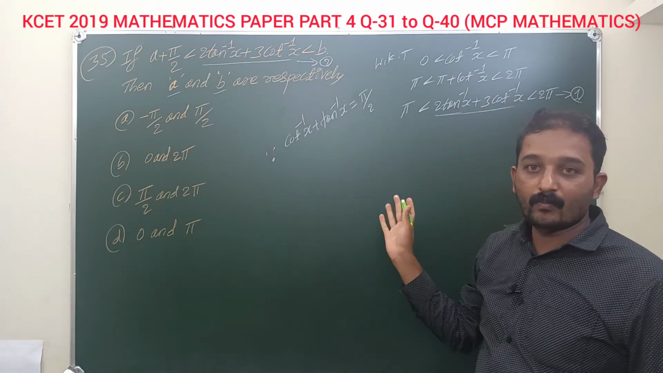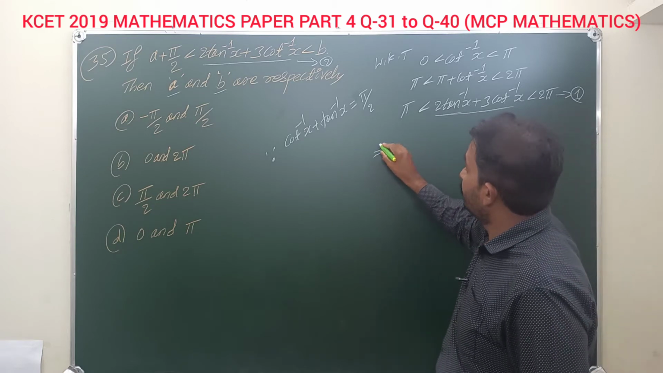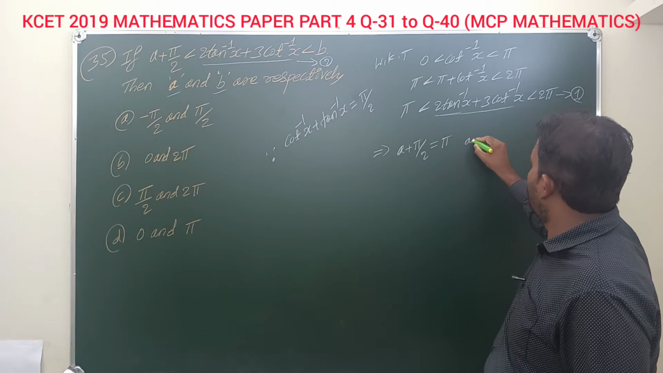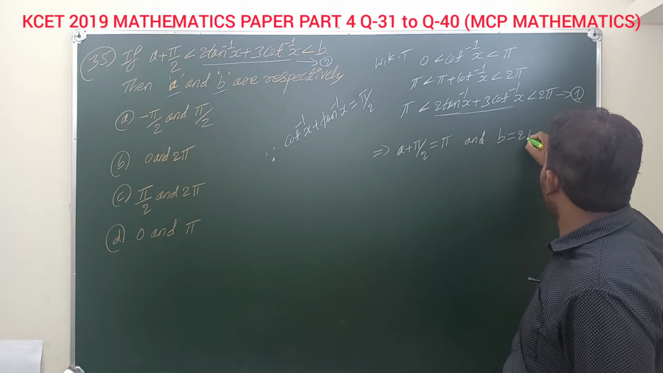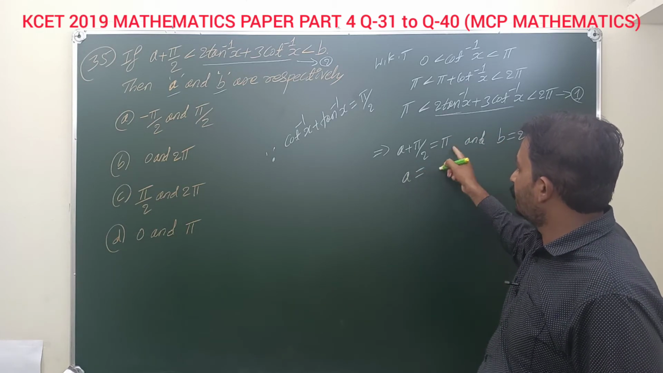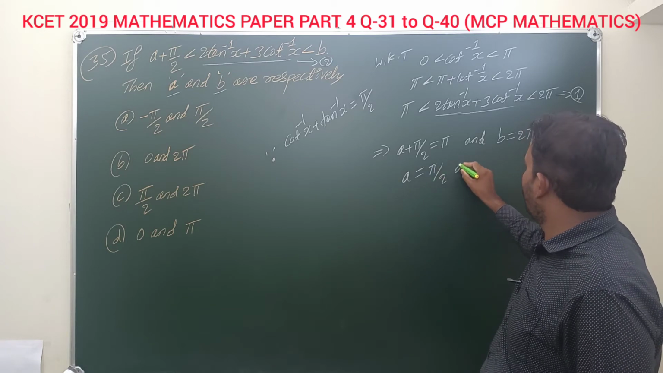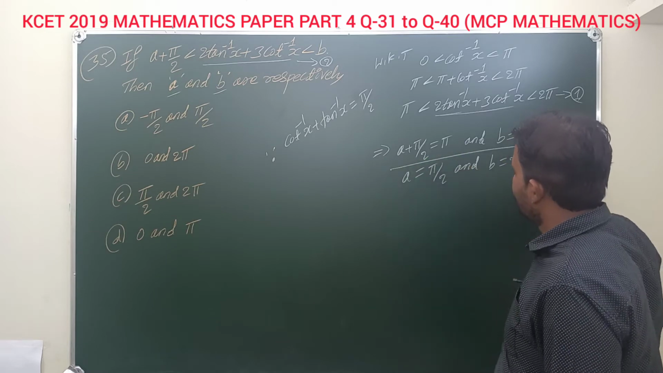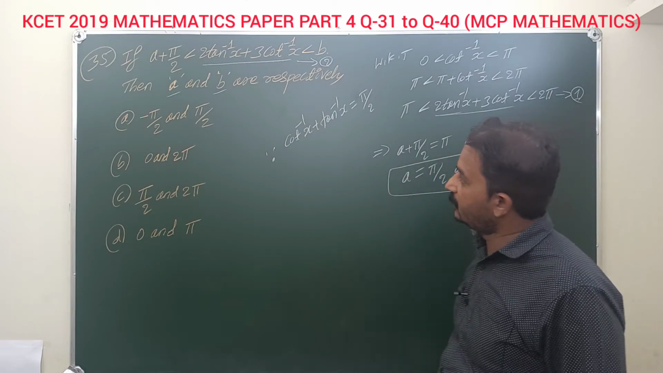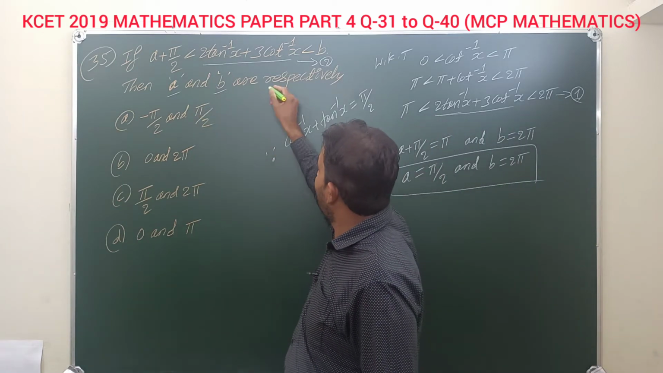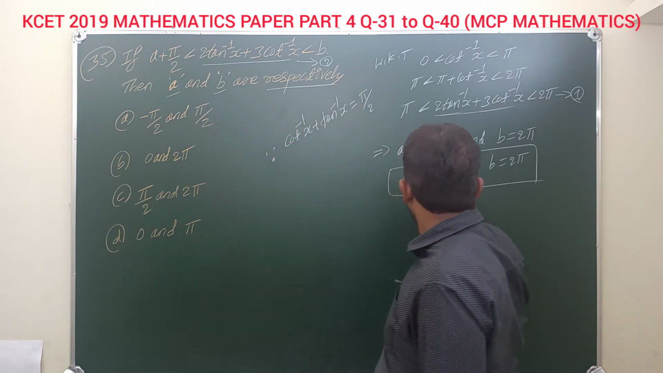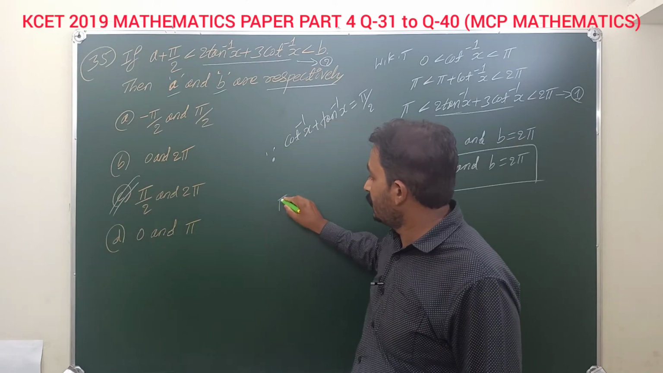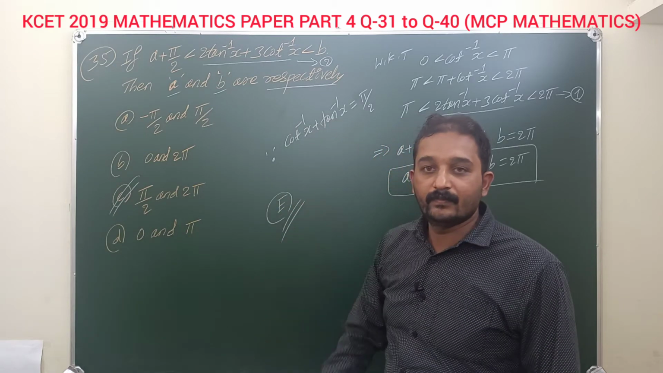When we compare 1 and 2, this implies a + pi/2 is equal to pi and b is equal to 2 pi. So now a is equal to pi minus pi/2, which is pi/2, and b is equal to 2 pi. So this is the required answer. Here we have to find a and b respectively. So a equals pi/2, b is equal to 2 pi. Option C is correct. Easy question. All the students solve this question. Take down.